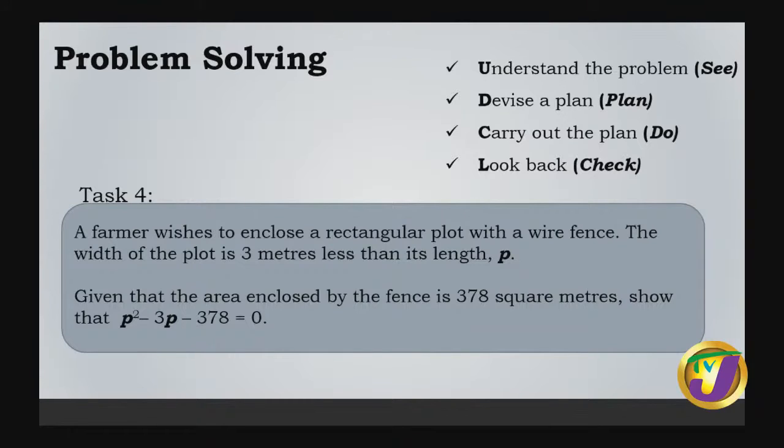Now, given that the area enclosed by the fence is 378 square meters, show that, and we come to the quadratic now, P squared subtract 3P subtract 378 is equal to 0. So that's what we need to show. That's what we need to prove. We're going to show that this is so.